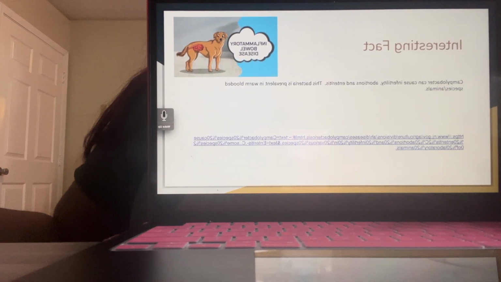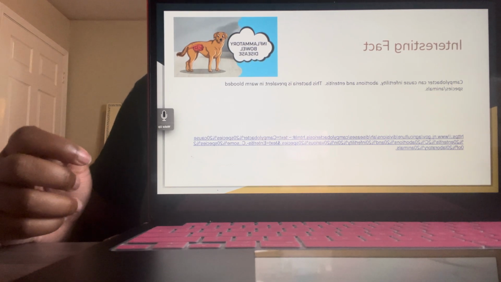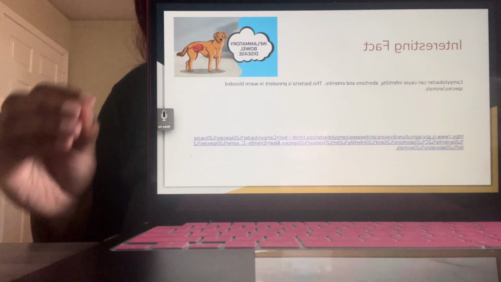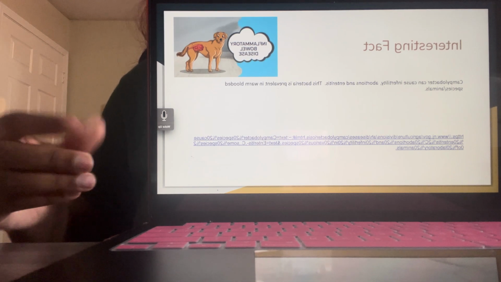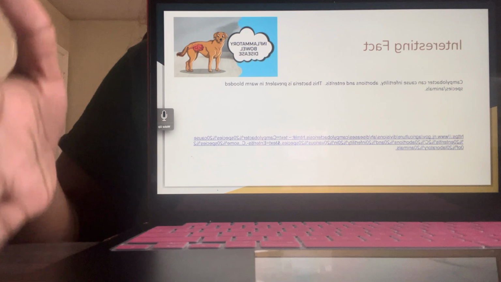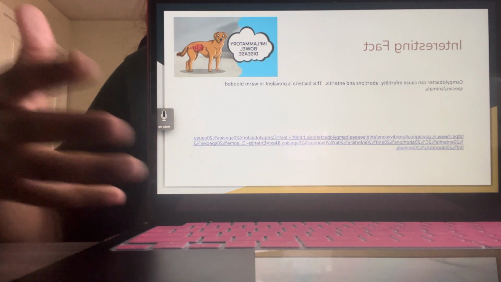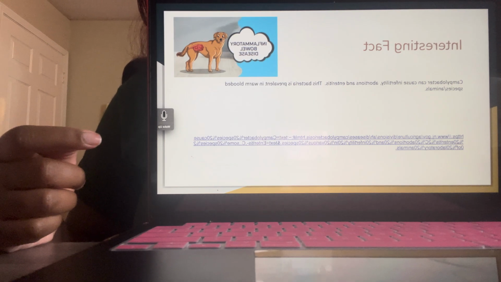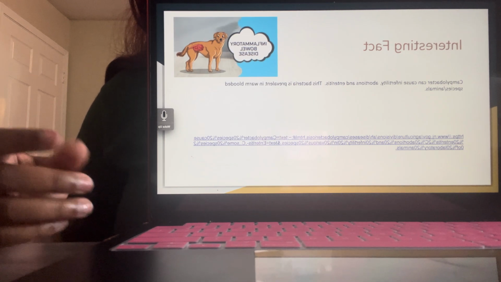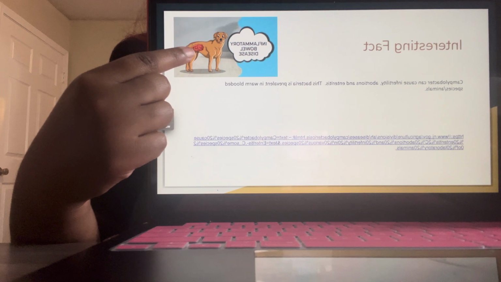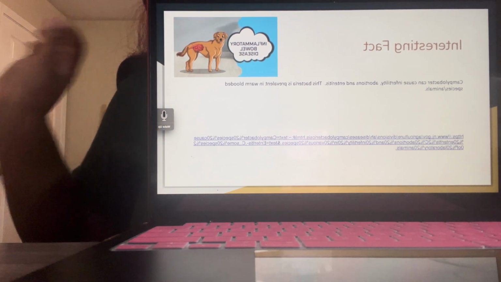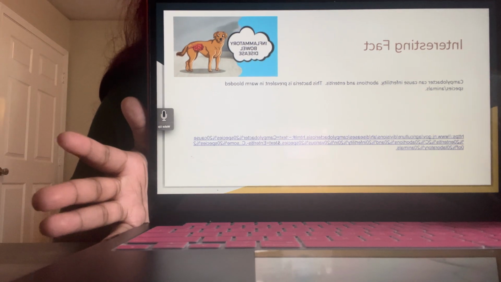An interesting fact that I found out was Campylobacter can cause infertility, abortions, and enteritis. When I say abortion, I mean that if a woman who has this is pregnant, it can possibly lead to the unborn child passing away. And enteritis is an inflammatory bowel disease that you will find in animals. This bacteria is prevalent in warm-blooded species and animals.